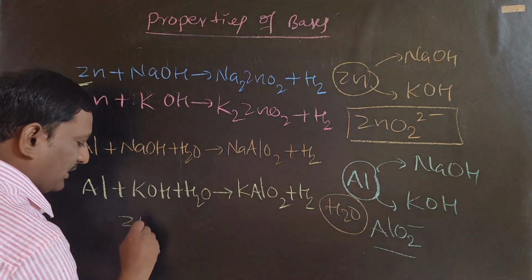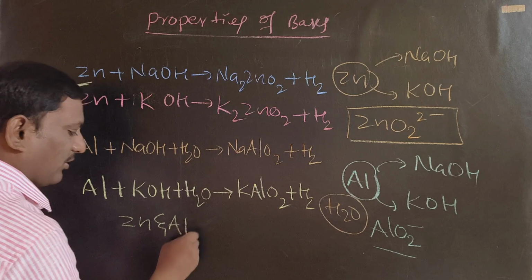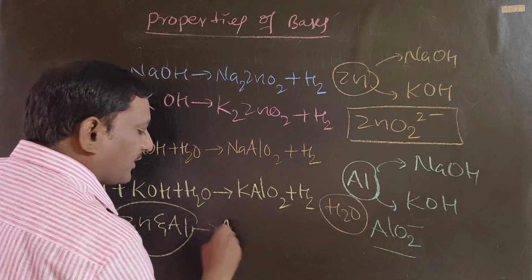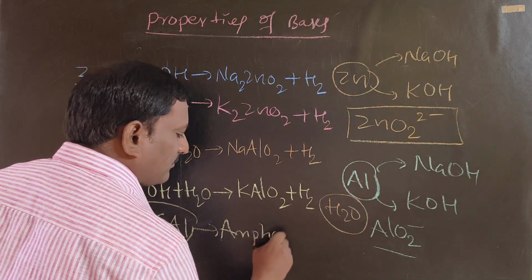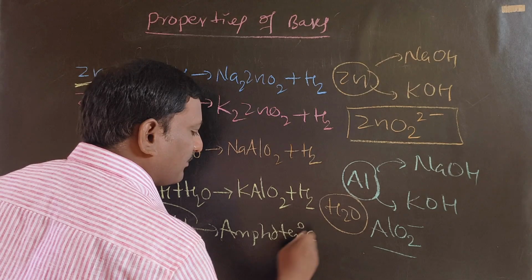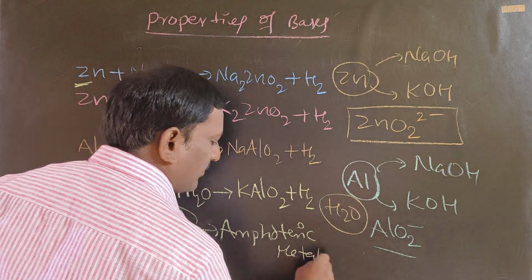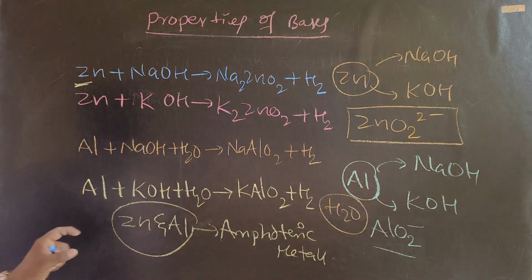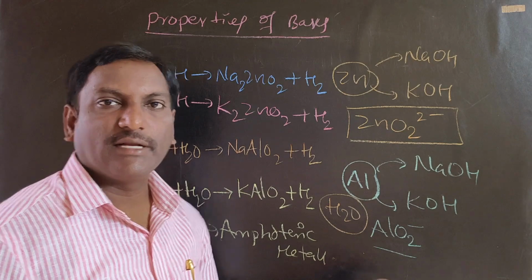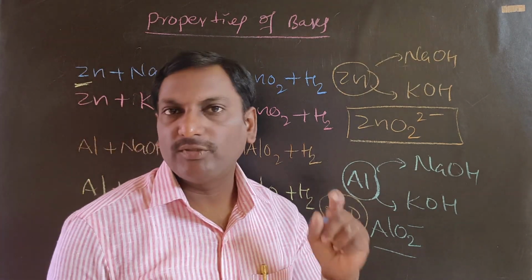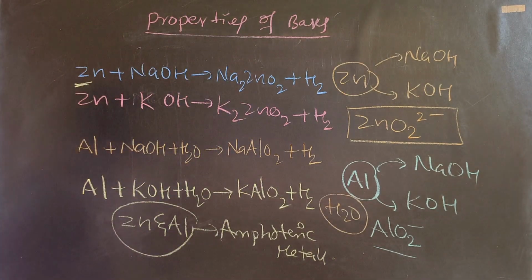Write down: zinc and aluminum, these are amphoteric metals. So remember these four combinations regarding metals with bases. Okay, copy this.